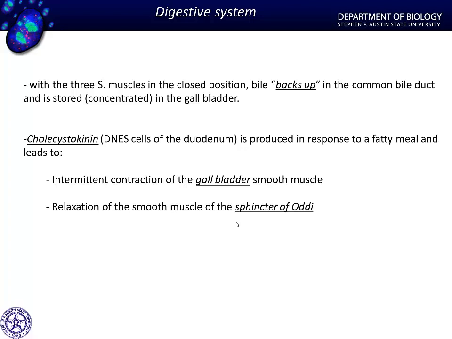Now, all of these smooth muscles are going to respond to a hormone that's produced called cholecystokinin. Remember, these are cells, the DNES cells in the duodenum. We're going to have some of these in the stomach as well. And when you eat a fatty meal, what this is going to do is it's going to relax those smooth muscles in the sphincter, and it's going to cause the smooth muscle in the muscularis of the gallbladder to begin to peristaltically contract to express the bile out of the gallbladder, down the common bile duct, and into the duodenum.